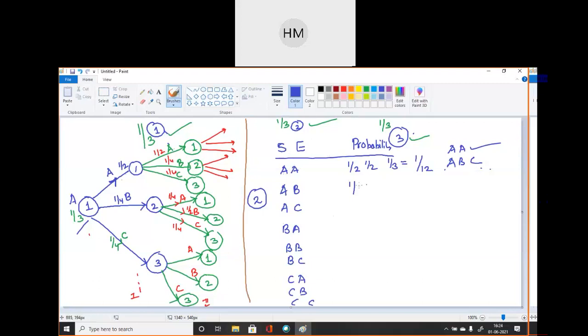Very good, Amisha. 1/24. Okay. Next. Next probability values.